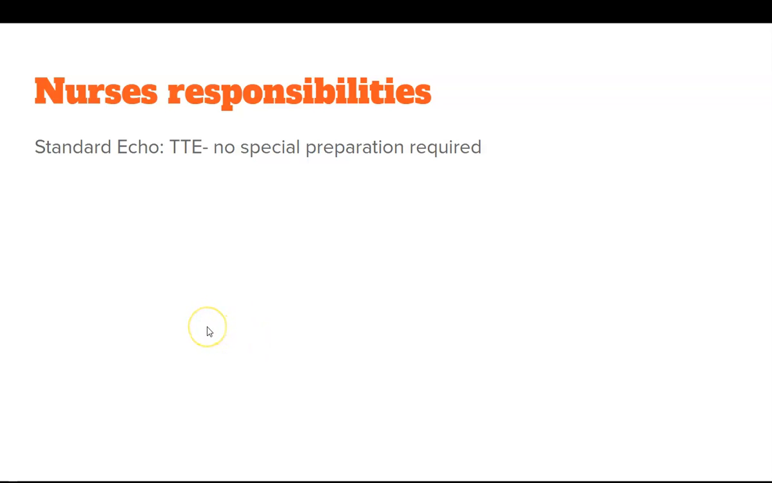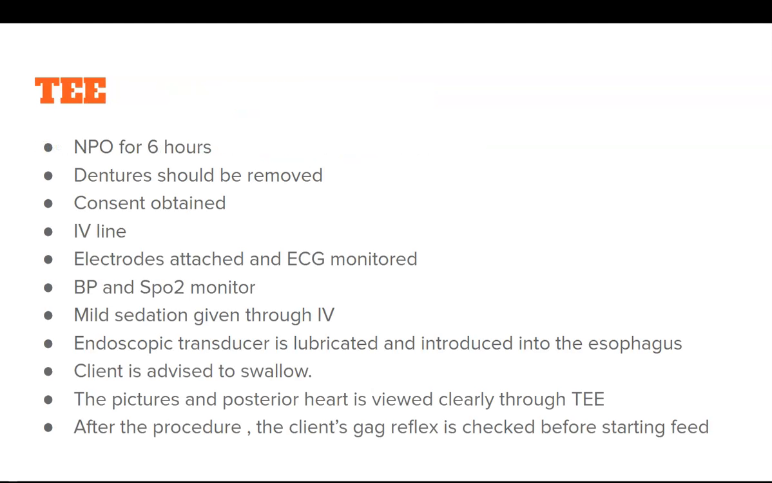If it is transthoracic echocardiogram, no preparation is needed. You just have to inform the patient, get the order from the doctors, make sure you are taking the right patient, get a consent from the patient and shift him to the echocardiogram room.